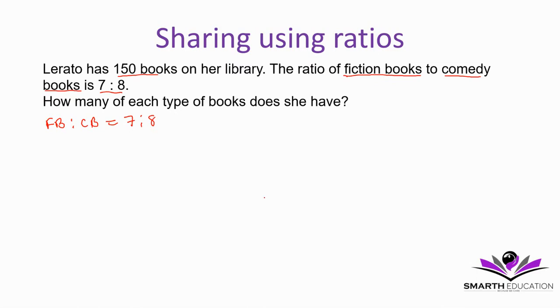7:8. Okay. If we're sharing this number of books in this ratio, we have to get the fraction of fiction books and the fraction of comic books. So to get the fraction, we have to get the total of these ratios. So we say 7 plus 8, which is equal to 15. Right, so it means 7 out of 15 is fiction books, and then 8 out of 15 is comic books, and then 7 out of 15 of what? Of the 150 books, and then of means times.